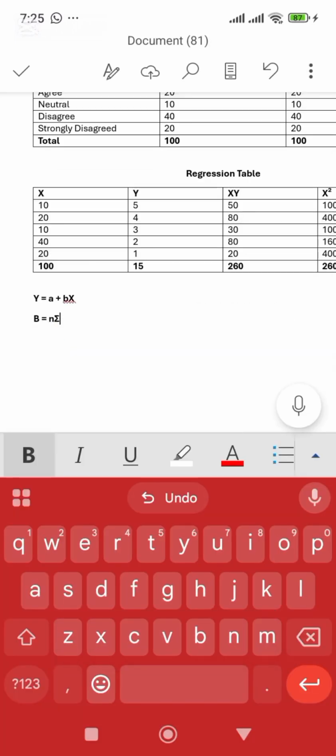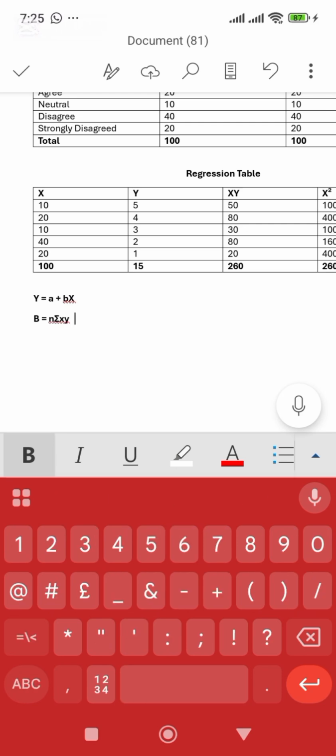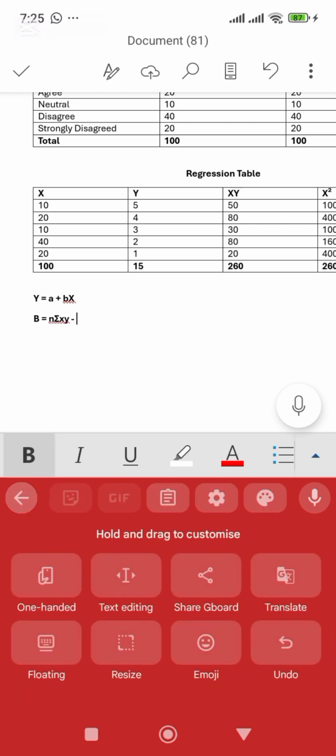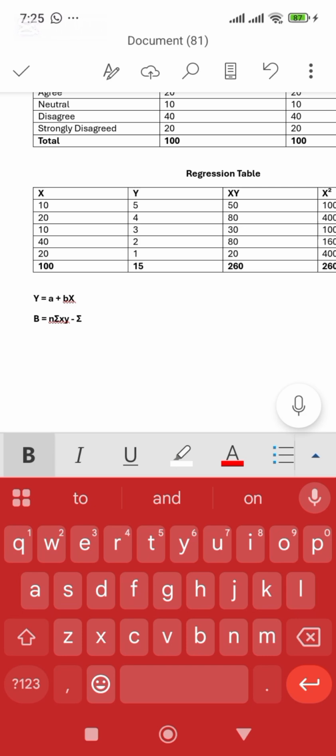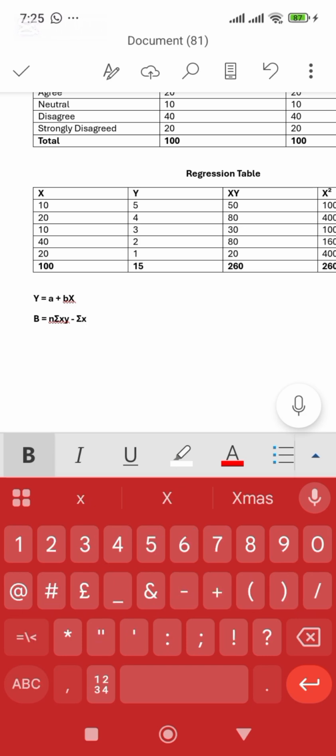But you can use E if you don't have the summation. You don't have to stress yourself. Summation in statistical work means total. So I'm going to put the summation xy minus, this is the formula, minus summation x times summation y.